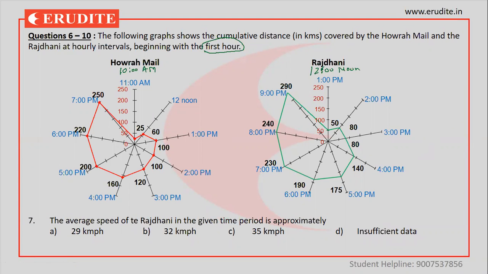Next. Average speed of Rajdhani in the given time period, approximately. In the given time period, Rajdhani has covered 290. And the time period is of how many hours? It started at 12, ended at 9. So it has covered 290 in 9 hours. So the average speed will be very close to 30. Very close to 30. 32.2. Nearest option 32.